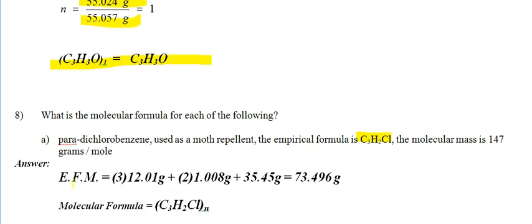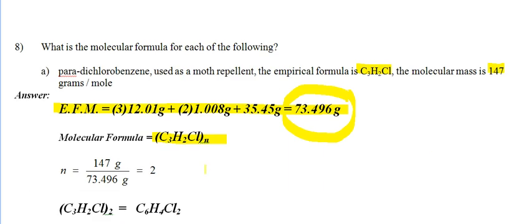So calculate the empirical formula mass, which is 73.496, and then we need to determine the molecular formula. Well, you're given, or you calculated this mass here, you were given this mass here. It's very close to 2. So here's our empirical, here's our molecular. You like that? These are typical AP exam questions right here.